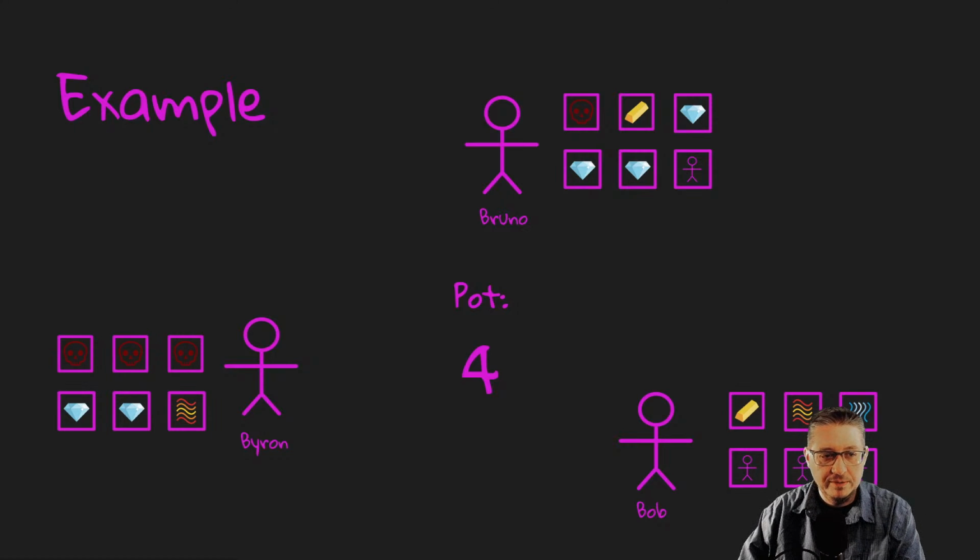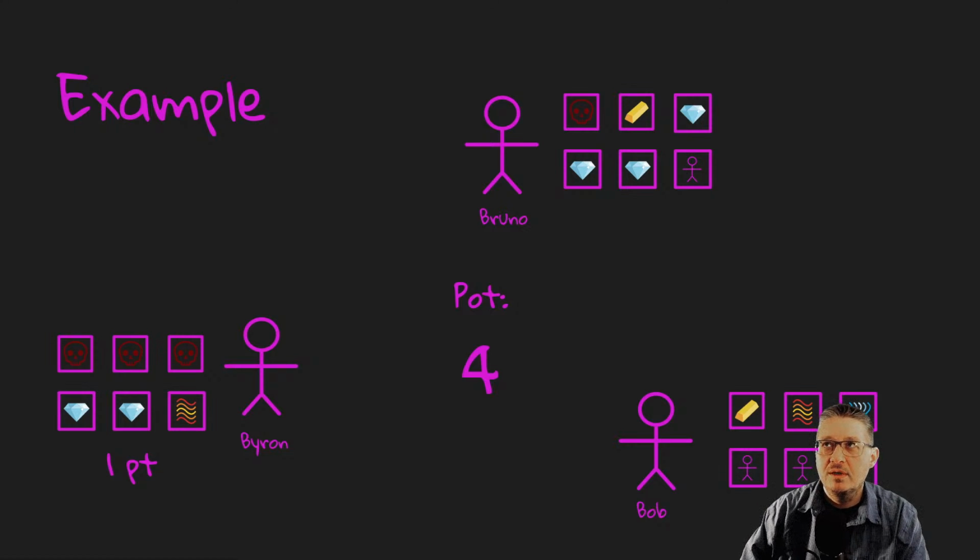This ends up getting scored as follows. 3 skulls, that's -6. 2 gems, that's +4. That leaves us with -2. When you sum them together, fire's worth 3, so Byron ends up getting 1 point. Bruno, 1 skull, an ingot, that's -1. 3 gems, that's +6. +6, -1, that gives you 5. He only has 1 person, so that person's worth 1 point. 5 plus 1 gives Bruno 6 points.